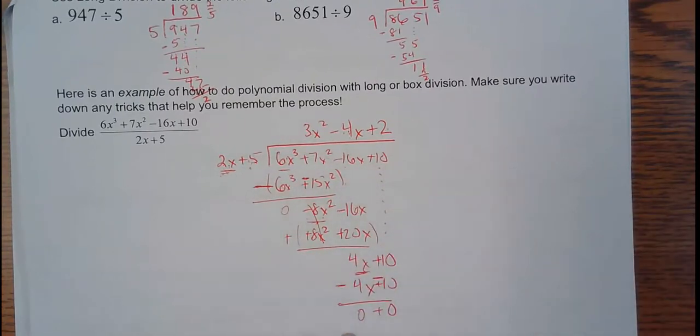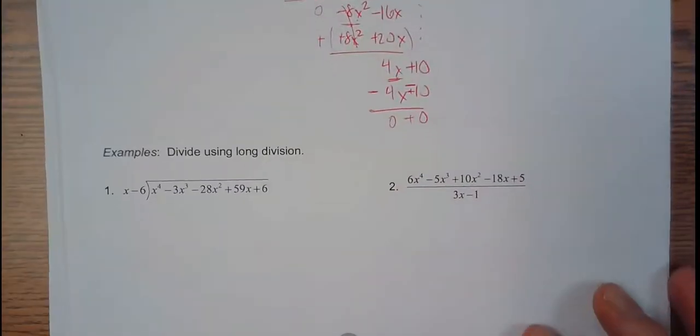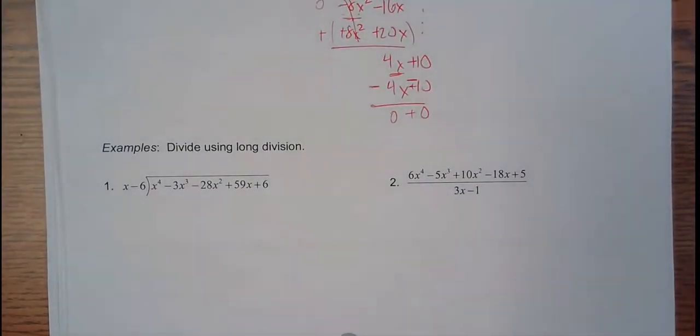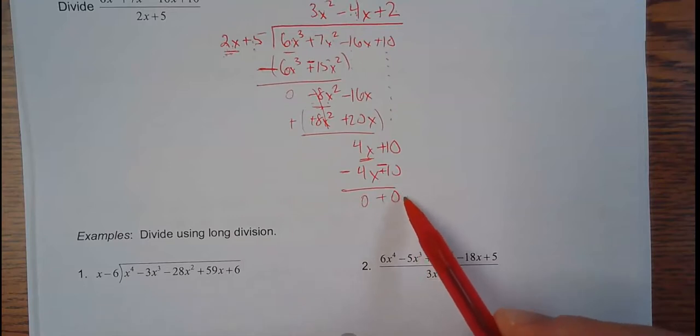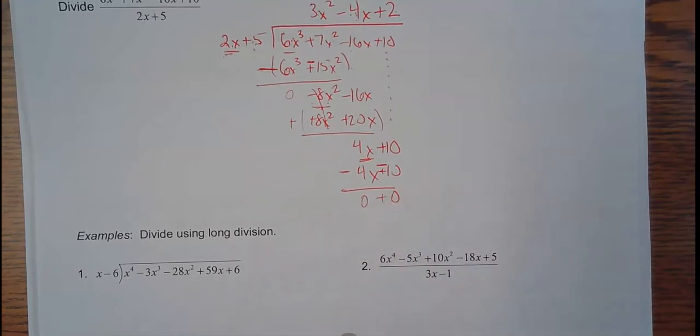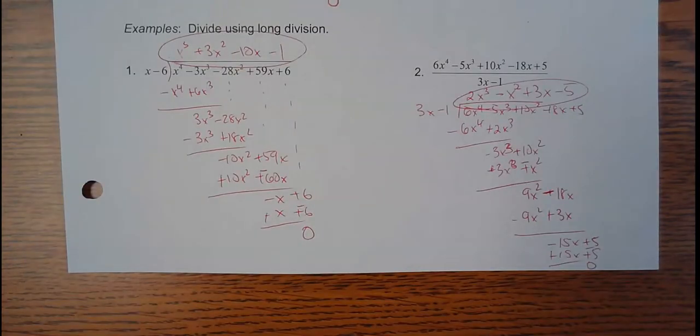Okay, so try these out at the bottom here. Give those a try. I'm going to pause the video, give them a try, and we'll see how you're doing with them. I will give you a hint. These both divide evenly, so you should have a 0 at the end. So when you're all done, that does come out to be a 0. Okay, so here's the work for it. And check it over.